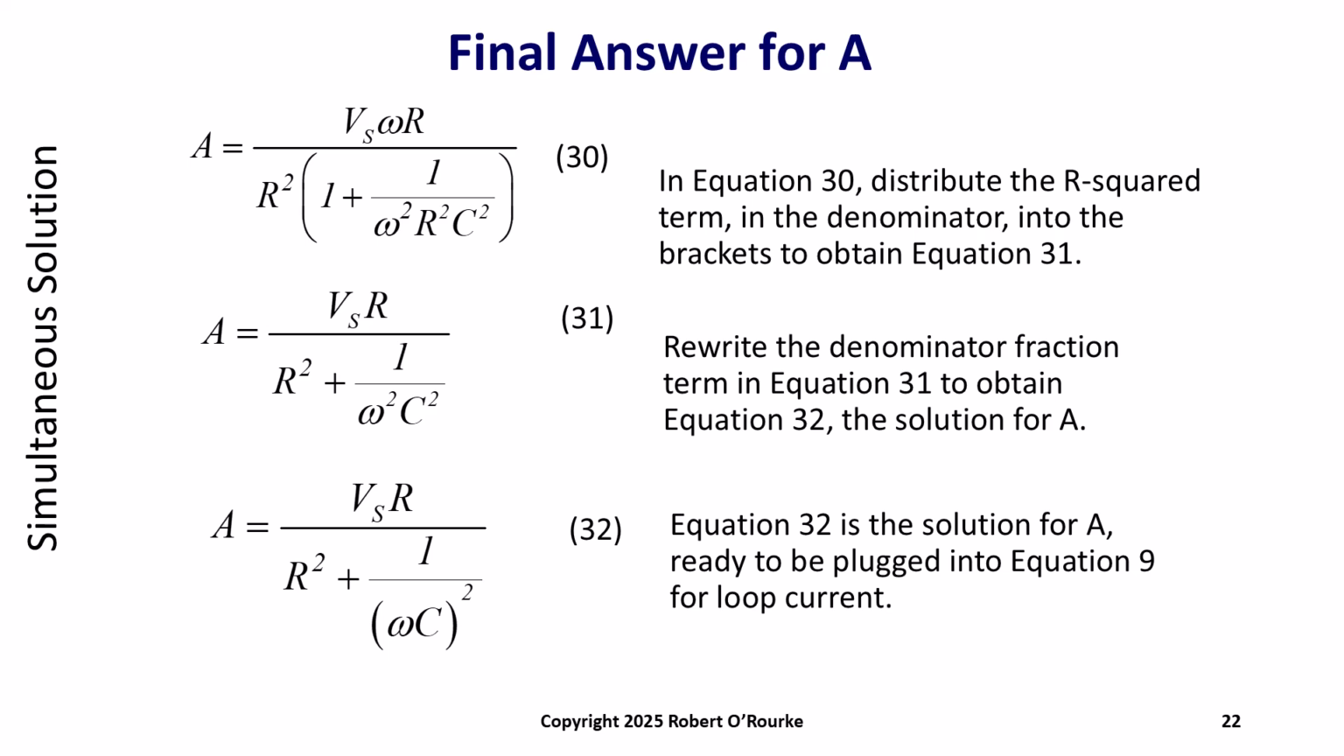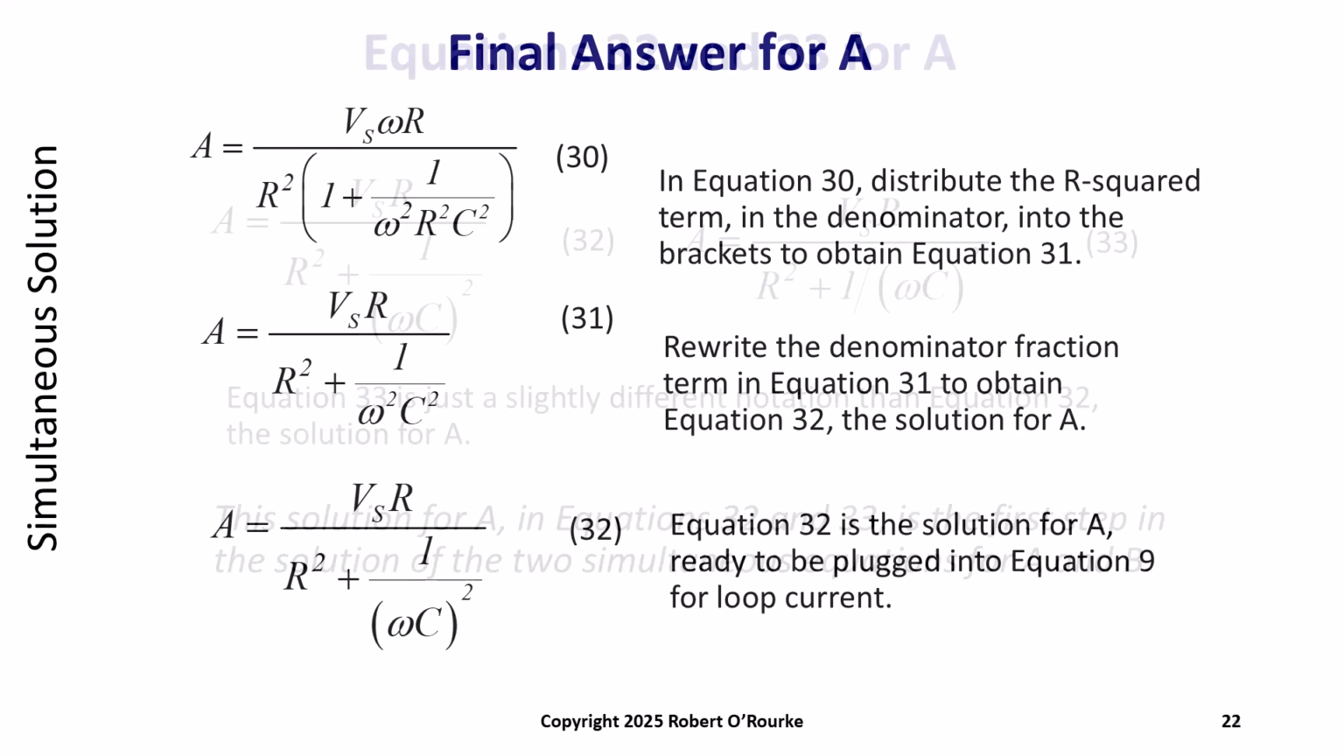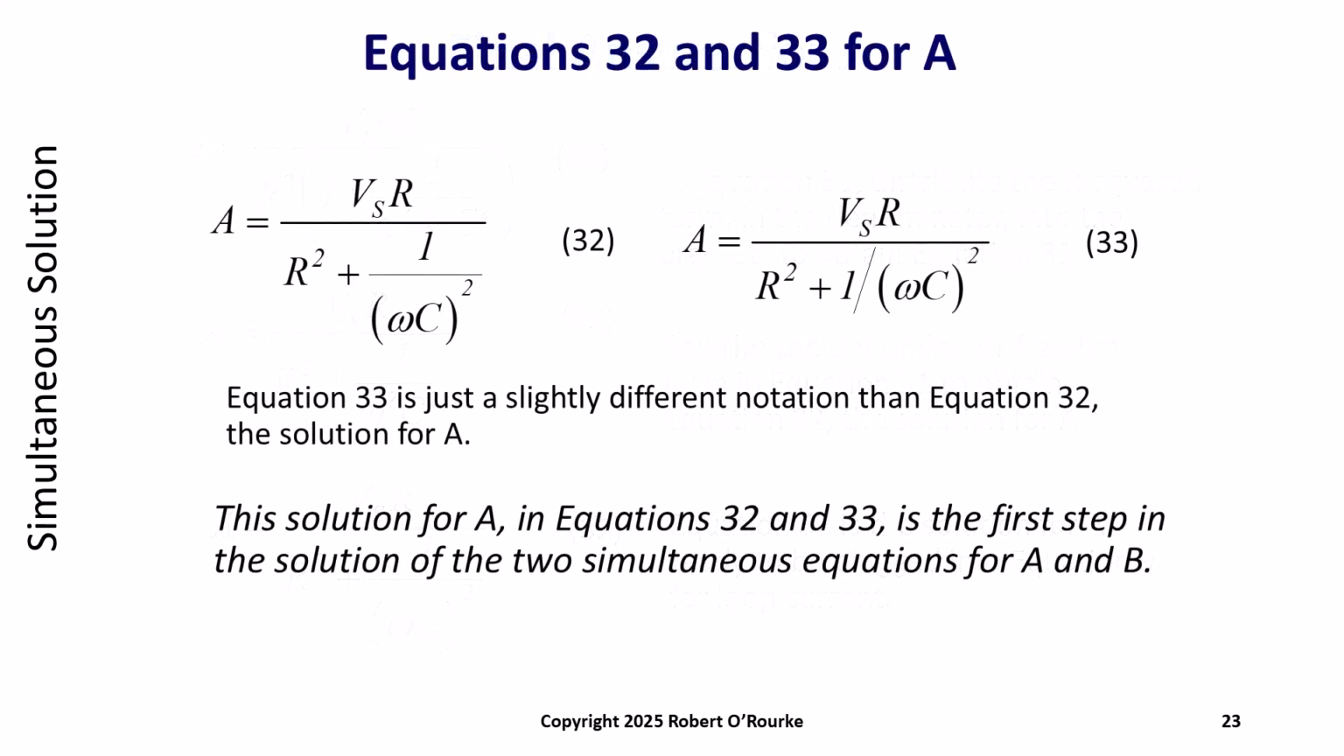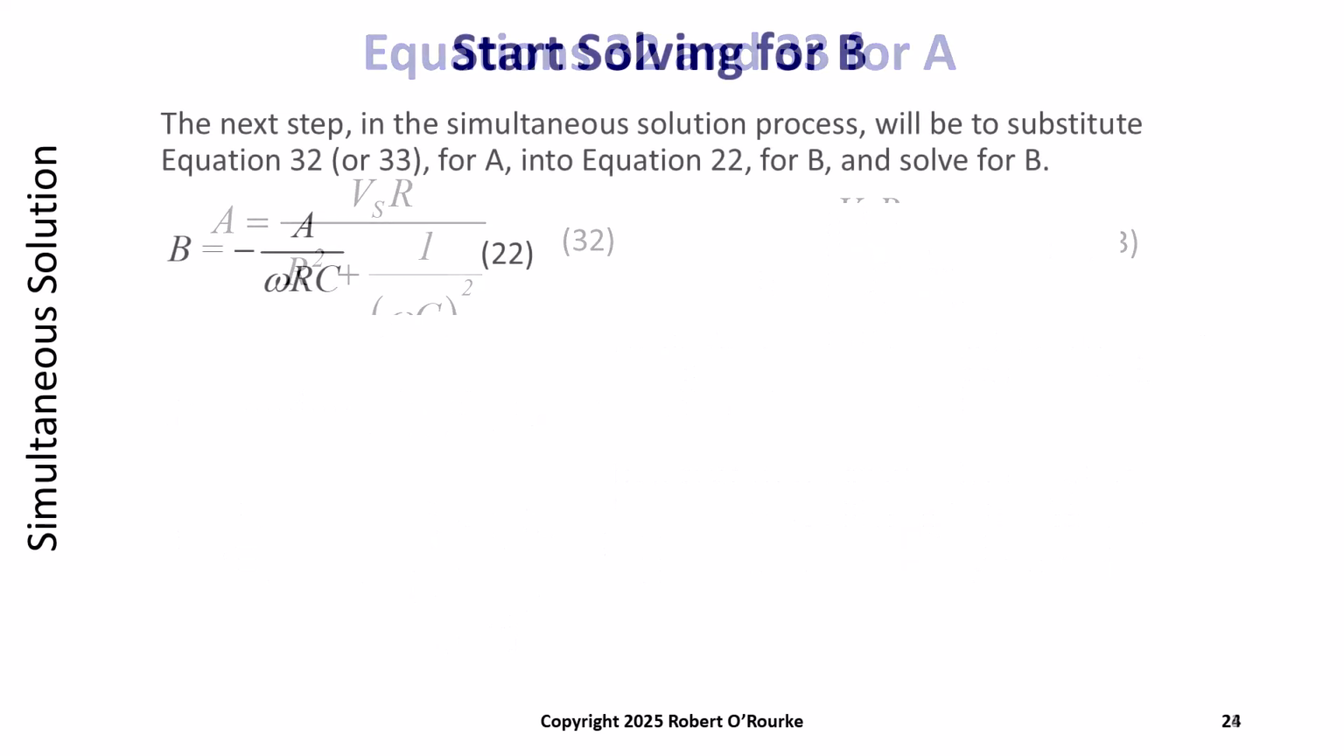We're done with this solution for the coefficient A, which is ready to be plugged into equation 9, the proposed solution form for the RC circuit current. From equation 32, equation 33 is just a very slightly different notation in the denominator. We have completed the first step in the simultaneous solution steps for determining the coefficients A and B. Next, we will go back and solve for B.